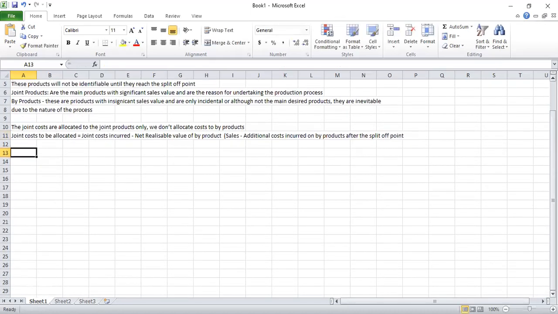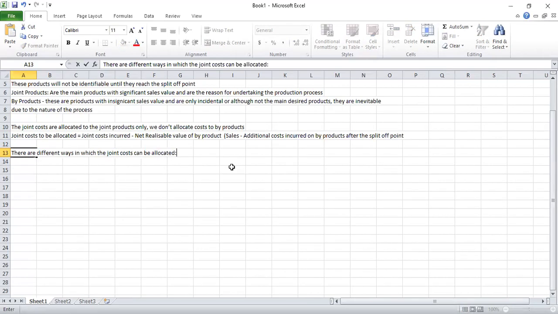Right. The next question is, okay, you have those joint costs. How do you allocate the joint costs? Right. There are different ways in which the joint costs can be allocated. Right. We can use physical standard measures.